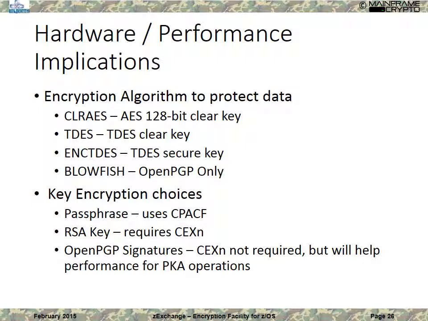Now, when you start making choices as to whether you want to use passphrases or RSA keys, that might drive some of your hardware requirements. If you specify passphrase, that work's going to get done on the CPACF hardware. If you specify the RSA option, then the encryption facility expects you to have the Crypto Express cards available because that's where the RSA work is done, on those secure key devices. Now, if you use OpenPGP, you don't have to have a Crypto Express card, but again, the performance could be a little bit better if it's available because that hardware does provide much better performance for PKA operations. So let's go to our bibliography on slide 27.